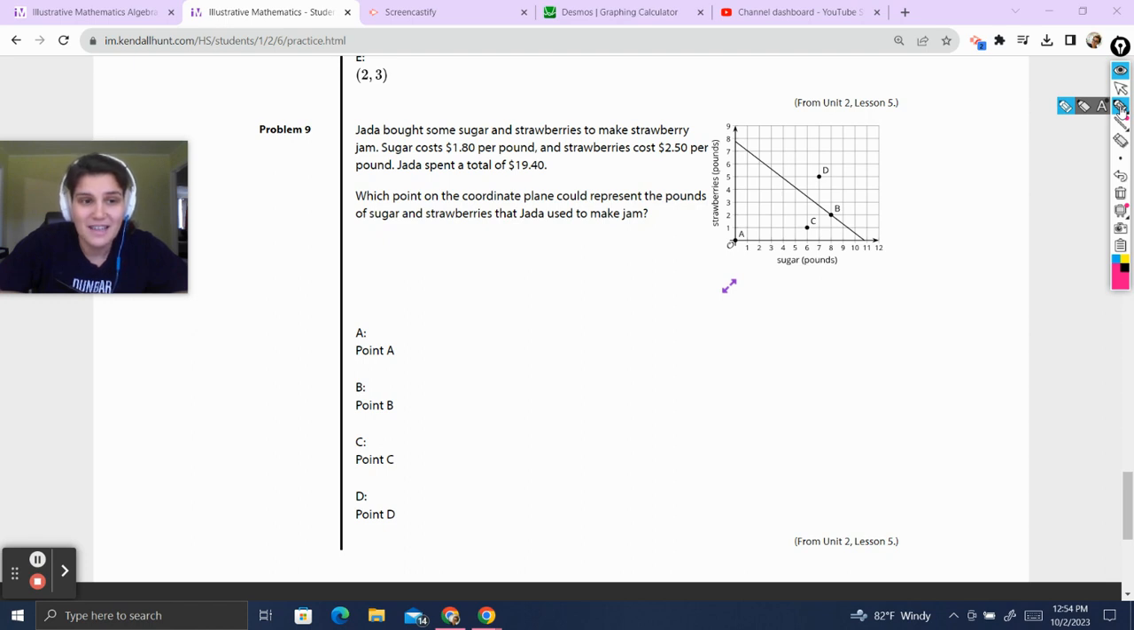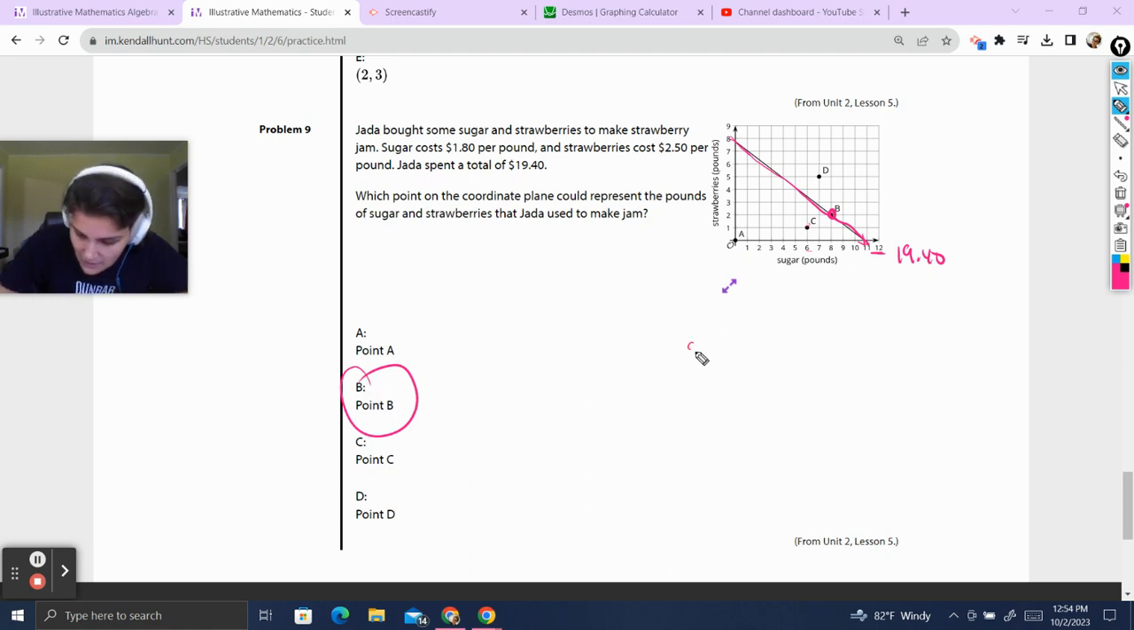So, looking quickly at the graph, I see the bottom line is sugar in pounds, and the top line is strawberry in pounds. And this is how much it would cost if, for example, she brought no sugar and no strawberries, it would be $0. If she brought 6 pounds of sugar and 1 pound of strawberries, that would represent right there. So this doesn't give us the cost, but this line represents all the different data points where her cost would equal 19.40, which tells me that the only one that will be equal to 19.40 is going to be the point that's on our line, which is point B.